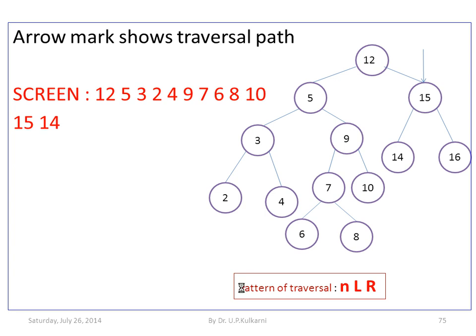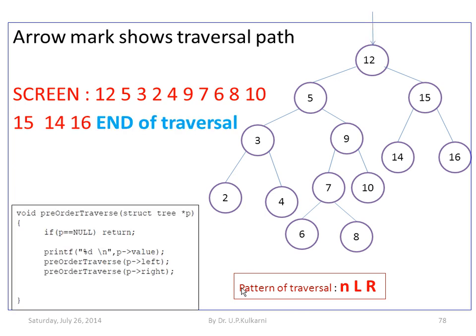So go to right. N, print 16. L, empty. Right side, that is empty. So NLR is over for this. Move back. NLR is over for the node containing 15. So move back. So NLR is over for the node containing 12. That is a root node.